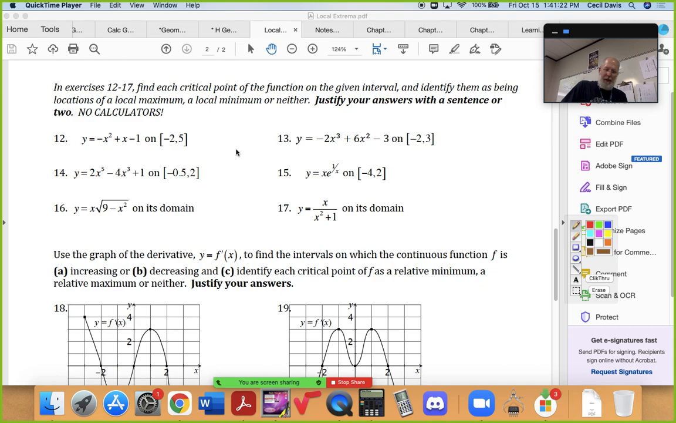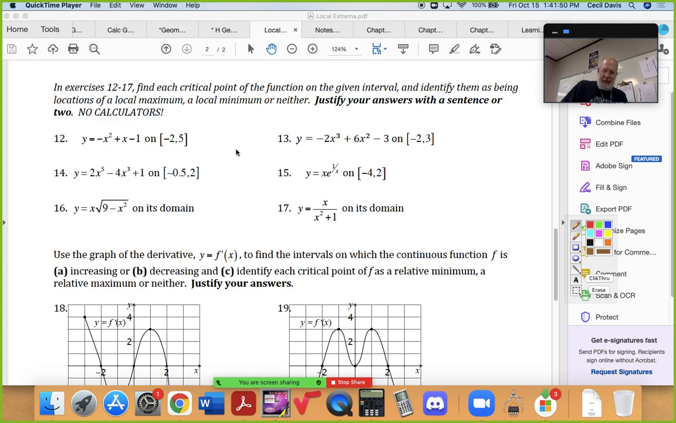For number 16, at x equals negative 3 over the square root of 2, there's a local minimum because y prime changes from negative to positive at x equals negative 3 over the square root of 2. And at x equals 3 over the square root of 2, there's a local maximum because y prime changes from positive to negative at that point.